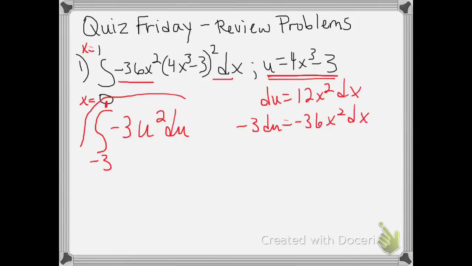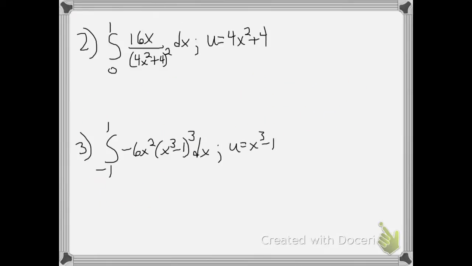So that's a simplified version of that. And if you go ahead and evaluate that, you should get the answer of negative 28. Remember, integrate, then evaluate. All right, number 2, take du, which is 8x dx. We need 16x, so we're going to have to double this.